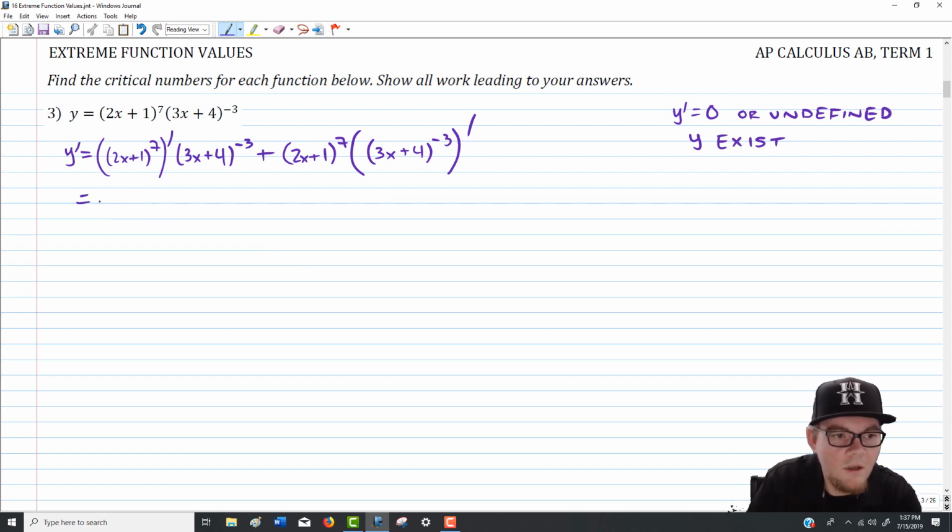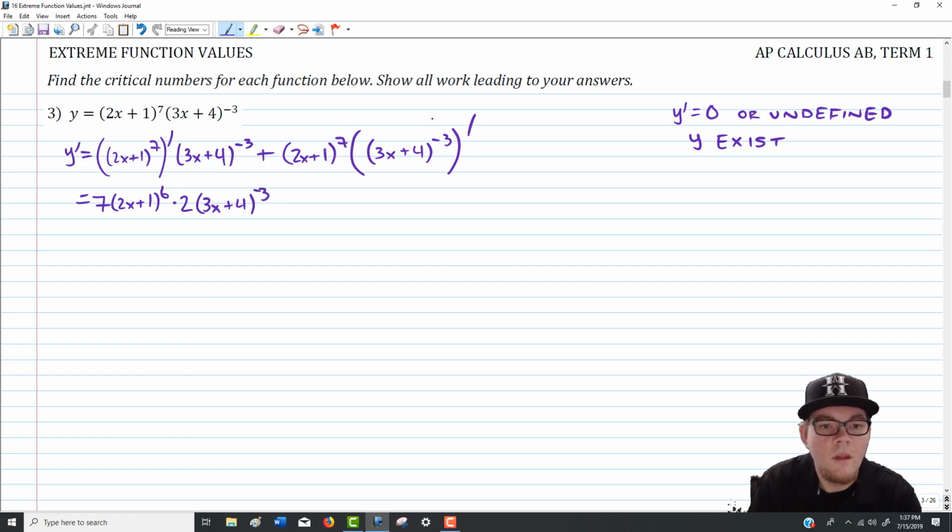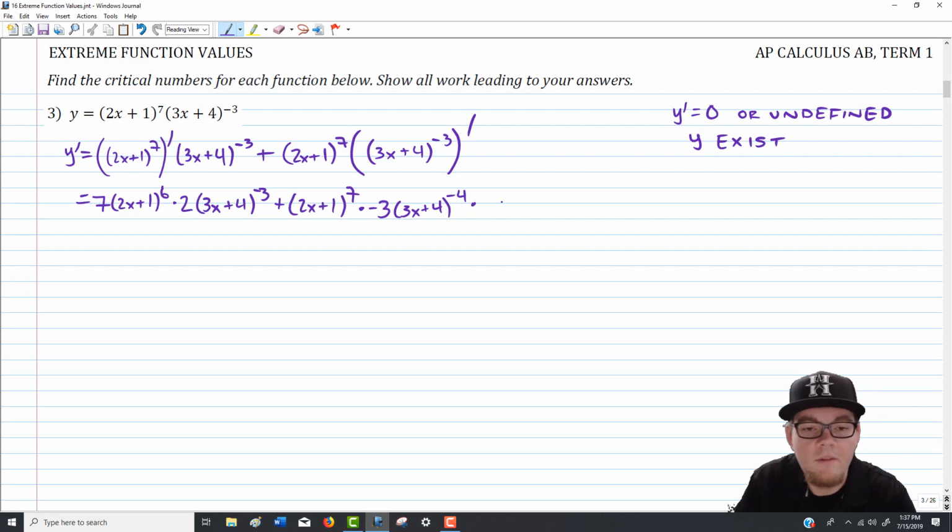So working through each piece here, the derivative here is going to be 7 times 2x plus 1 to the 6th times the derivative of the inside. And since that inside is the line 2x plus 1, the inside derivative is going to be 2. Then we'll have 3x plus 4 to the negative 3rd. On the next one, we've got the 2x plus 1 to the 7th to deal with. Next, we're going to bring down the negative 3, 3x plus 4 to the negative 4 times the derivative of the inside. Once again, we have a line. The derivative of the inside is just the slope, or 3.